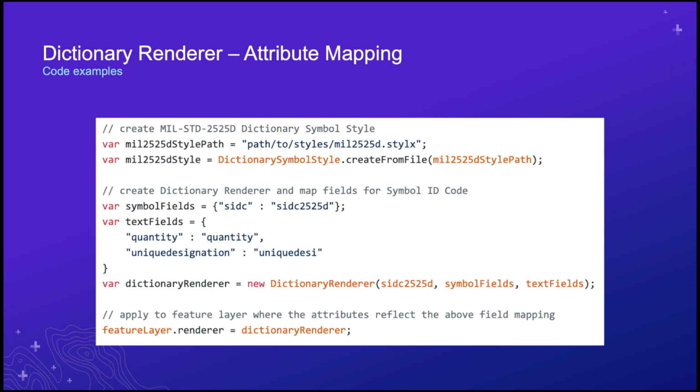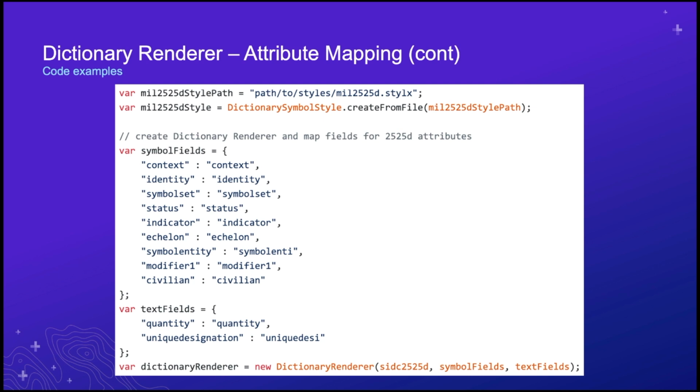Just the same, we're going to set up attribute mapping for the text fields. We have quantity. In this case, quantity is what the renderer is expecting, and our data actually has quantity as well. In this case, that would not be required for you to remap it since it does match already. But unique designation right below it, the full name is unique designation, but our data is using a shapefile, so the field name was truncated to 10 characters. In this case, we need to tell it that unique designation is actually unique desi in our code. Then we'll pass both the symbol field and text field overrides into the dictionary renderer constructor and display the renderer in the feature layer.